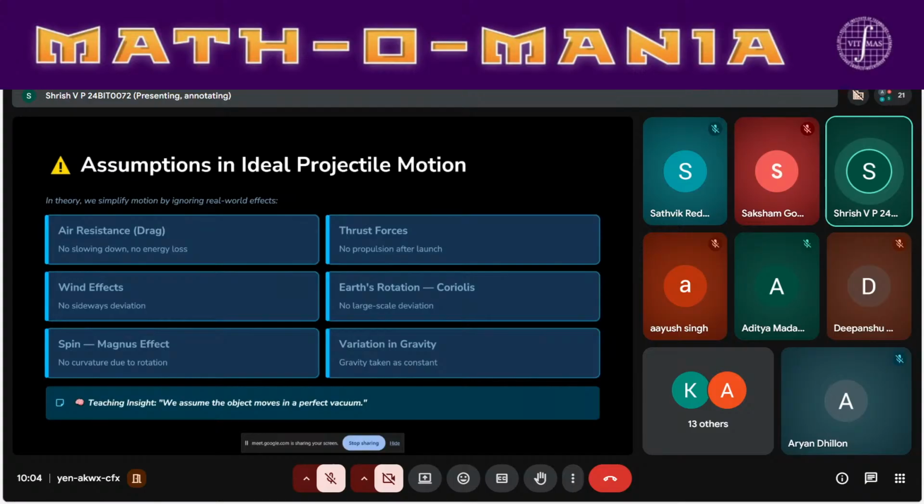Because real world motion is actually very complex, what we do is create an ideal model. This ideal model is based on many assumptions. Now, let's look into the assumptions of ideal projectile motion one by one. The first one is air resistance, which is also called drag. It slows down objects, but in our ideal model, we ignore it completely, which means the object never loses speed due to air. It keeps moving as if it were in a vacuum.